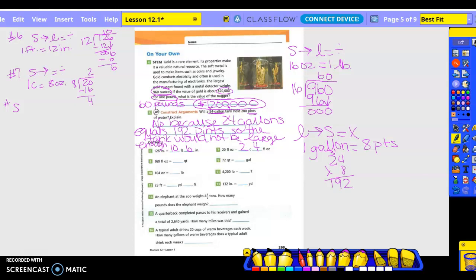So this is number 8, and then smaller to larger. So we're going to divide. Okay, 1 quart equals how many ounces? So look at your gallon key. So how many cups are in a quart? So how many little C's are there in a quart?